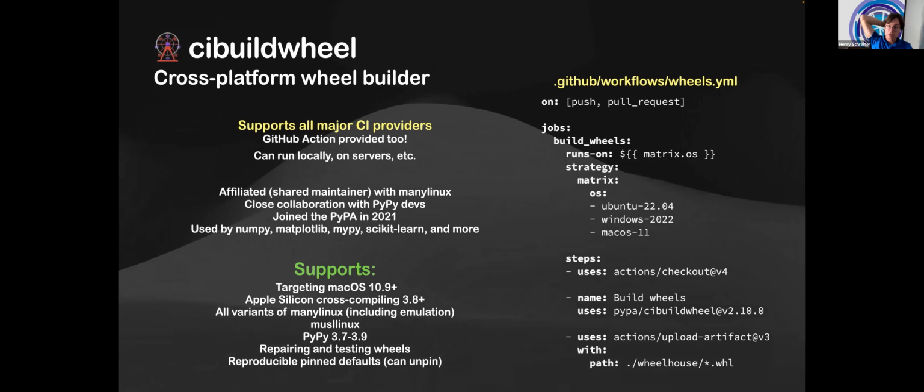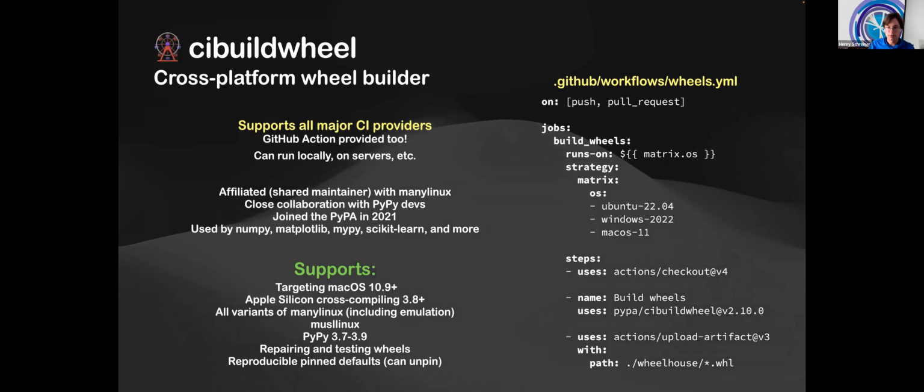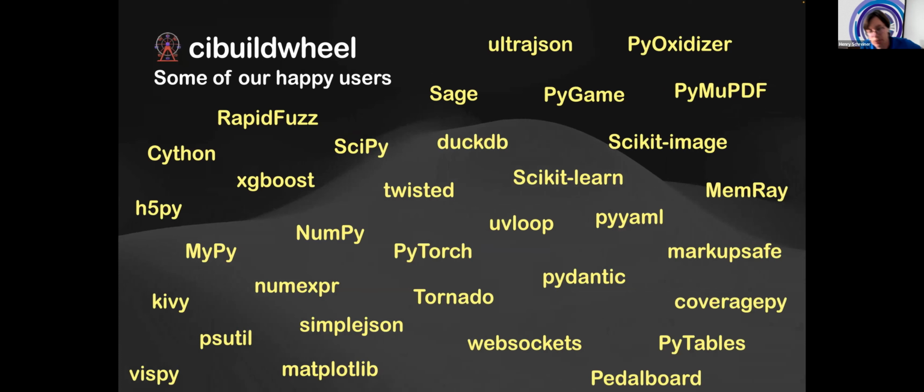It has a variety of different features. You can see over on the right, you just need a very simple GitHub Actions workflow, and that will then build all the common wheels that you might need. And it's quite useful. It's not tied to a particular CI provider. Here's a few of the packages that have moved over to using cibuildwheel over the last year or two, and very happy that we now have quite a few users.